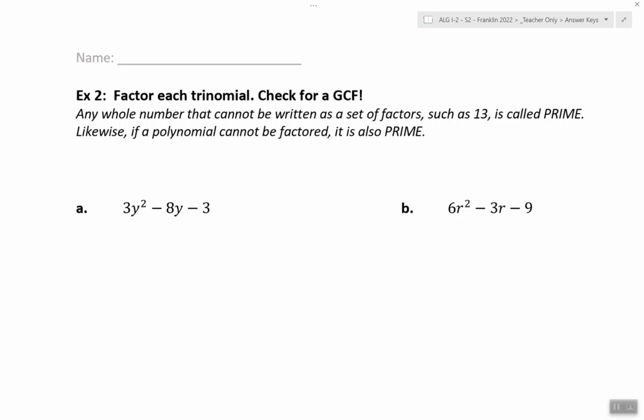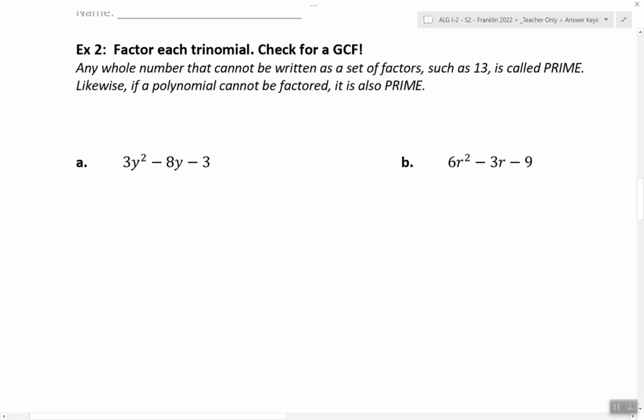Also, keep in mind that if a polynomial cannot be factored, it's prime. So if we go through all of our possible options for the factors, and none of them add to the correct number, chances are our polynomial is prime. But that's pretty rare. It doesn't happen a lot, so make sure you really check all of the numbers before you decide to say that it's prime.